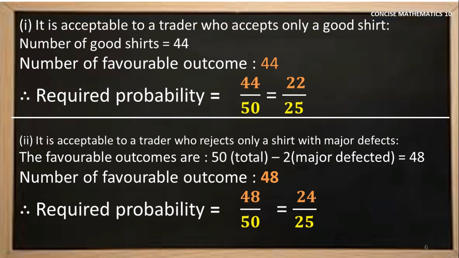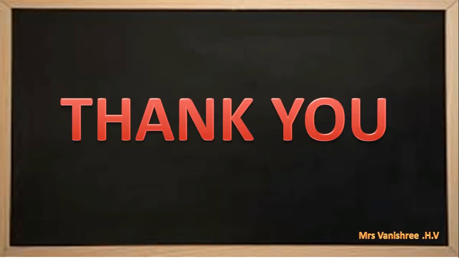Why? Because in the 48 we have only good shirts and shirts with minor damage, and the major defected shirts are removed. Required probability will be equal to 48 by 50, which is equal to 24 by 25. Is it 24 by 25? Yes.